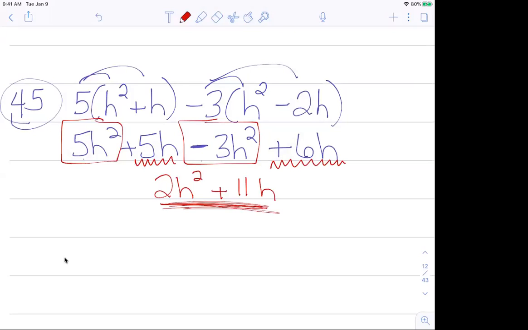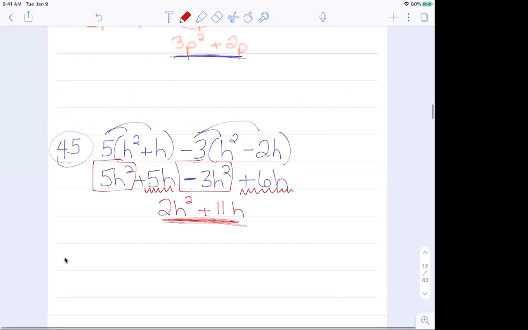So that's what we talked about yesterday in class, and showing a little bit of work, just minimal, but maybe boxing or circling the ones that are the same or underlining them. I put little squigglies underneath them, and then combining your like terms.